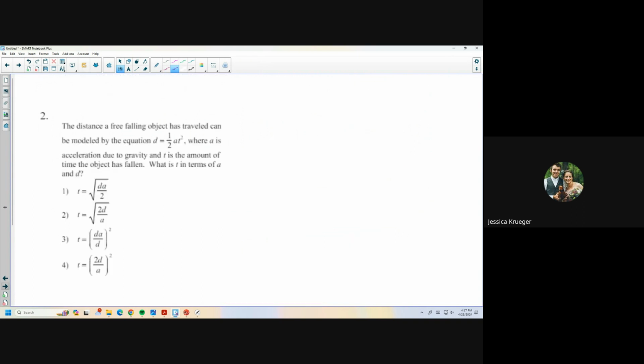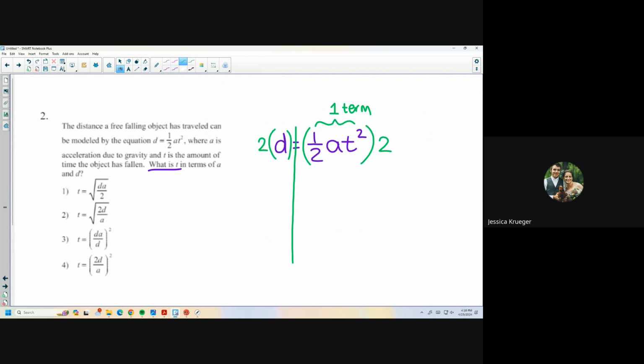Okay, here's the next one. So my equation is D equals 1/2 AT squared. What is T? Pause the video, see if you can figure out your first step. First thing I'm going to do, I notice this is one term. I'm going to get rid of my fraction by multiplying both sides by 2. What I get on this side is 2D equals. The 2's cancel here, so I get AT squared.